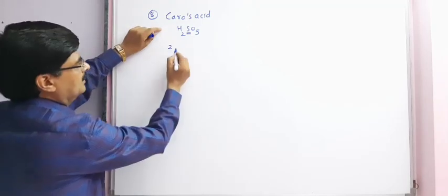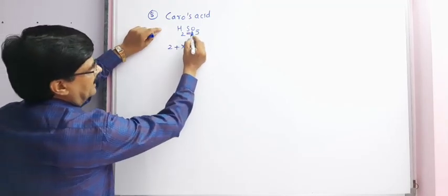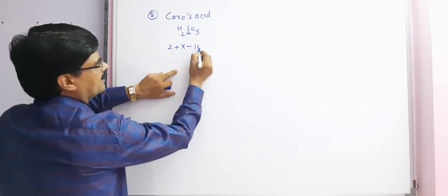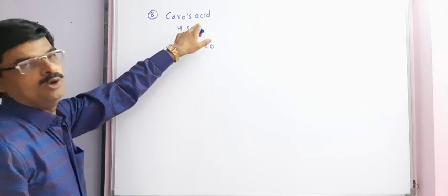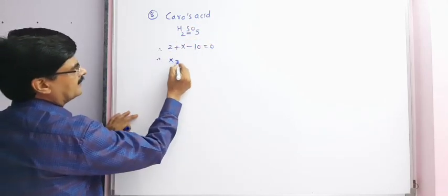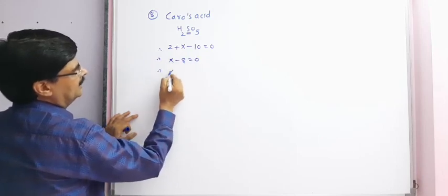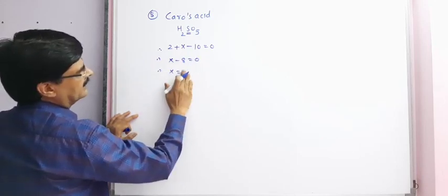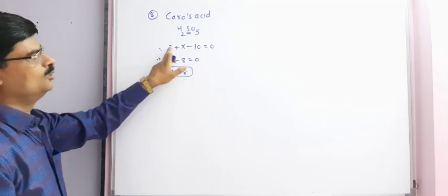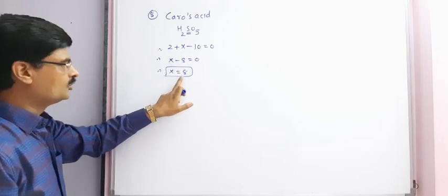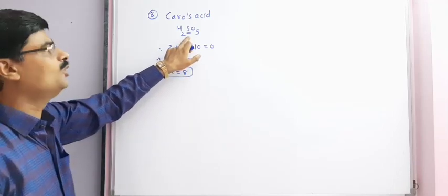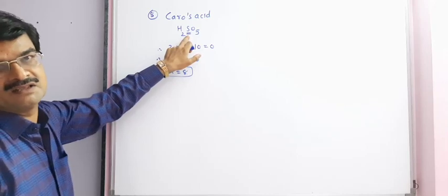ones are 2, for sulfur it is X, and for oxygen each oxygen is minus 2, so 5 oxygens give minus 10, and this is equal to the overall charge, which is 0. Therefore, X minus 8 is equal to 0, so X is equal to 8. 2 minus 10, that is minus 8. So here the oxidation state of sulfur comes out to be even more than its real oxidation state.